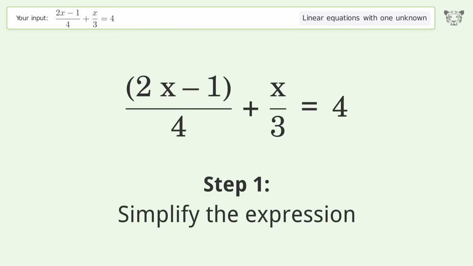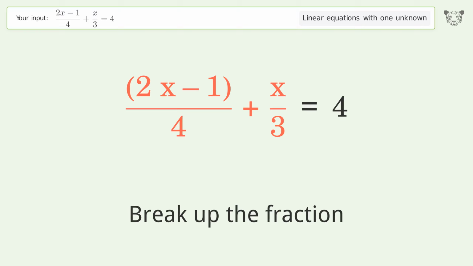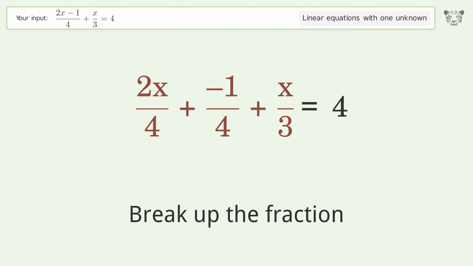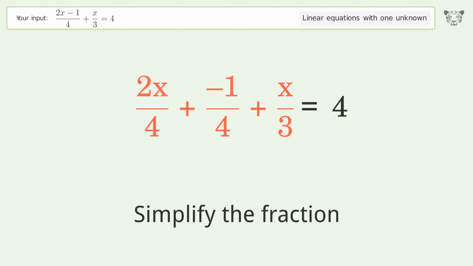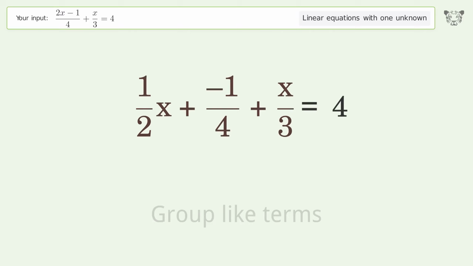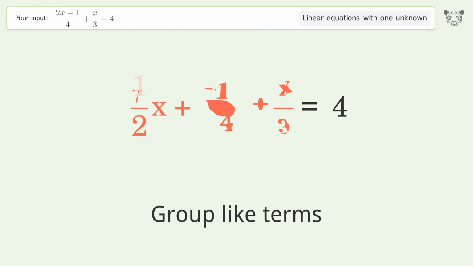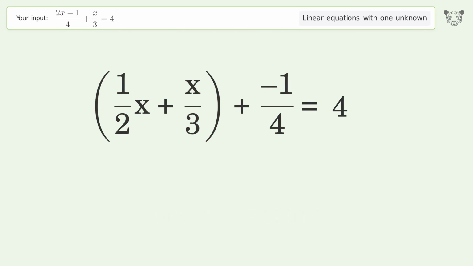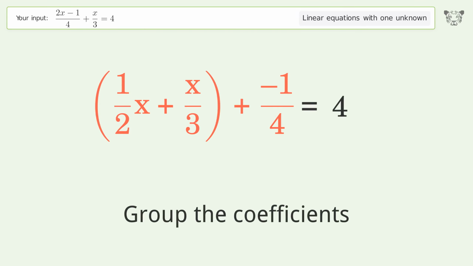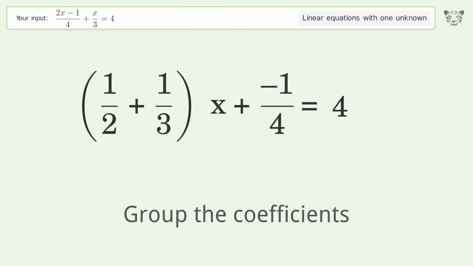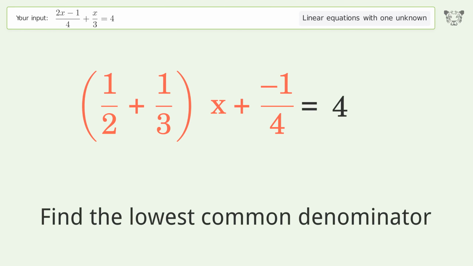Simplify the expression. Break up the fraction. Simplify the fraction. Group like terms. Group the coefficients. Find the lowest common denominator.